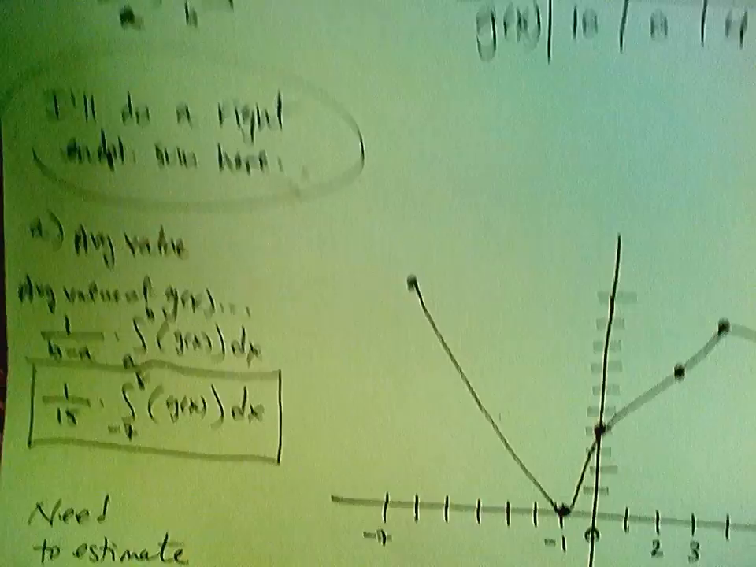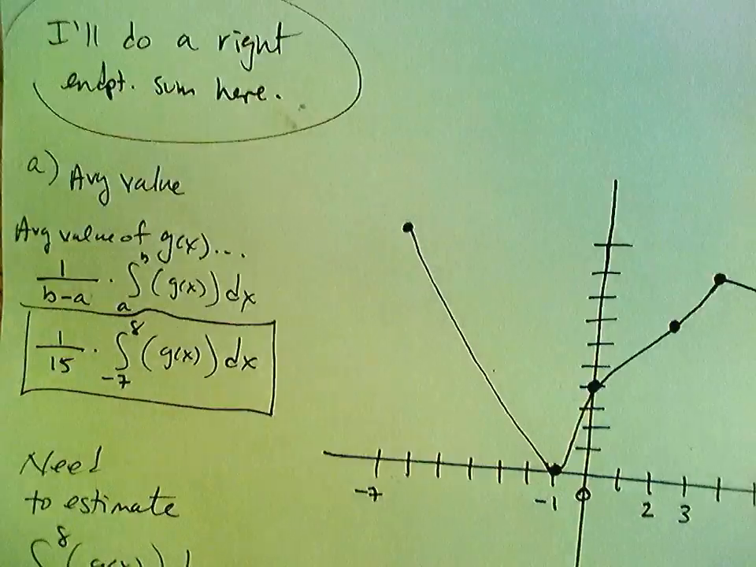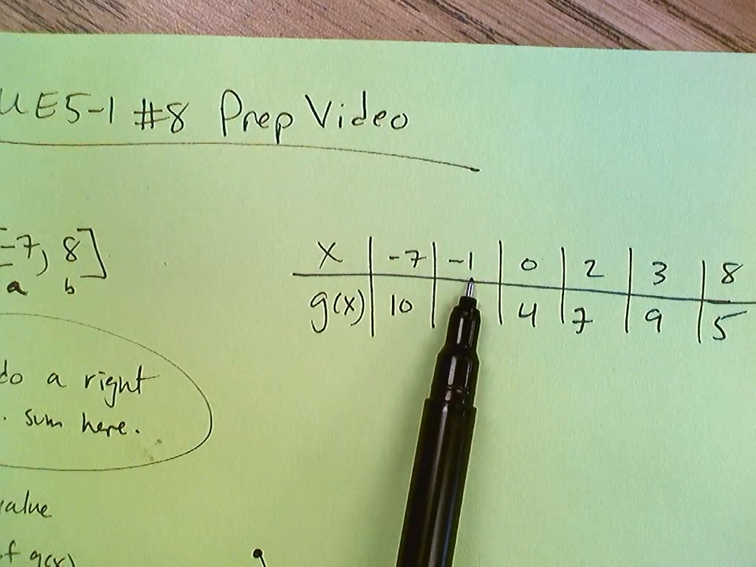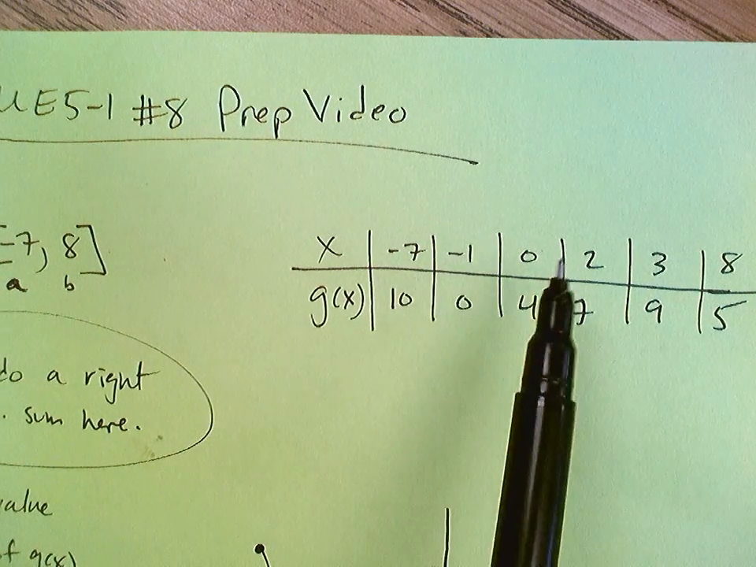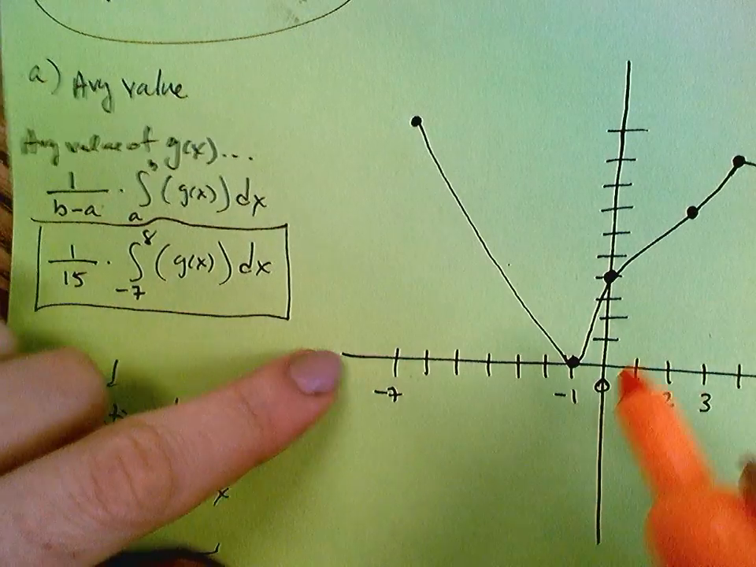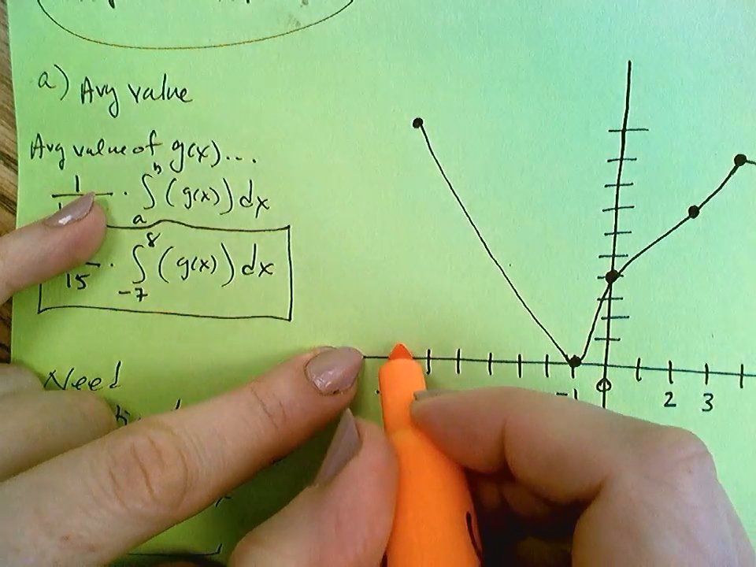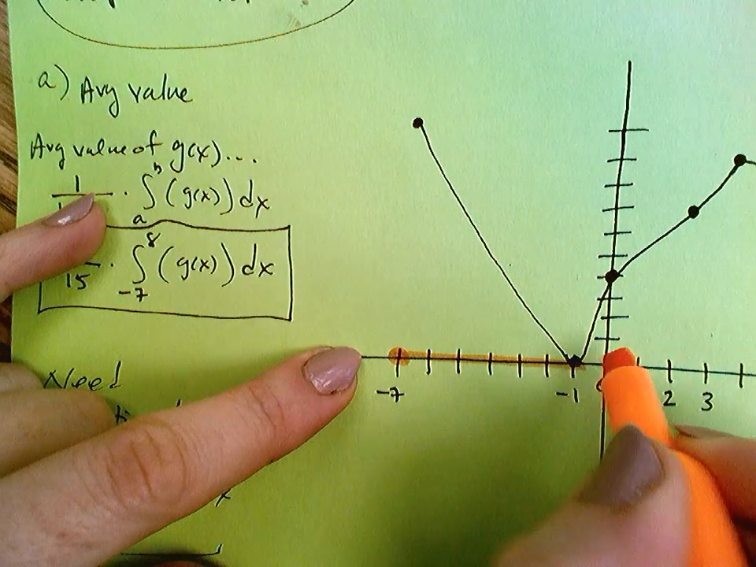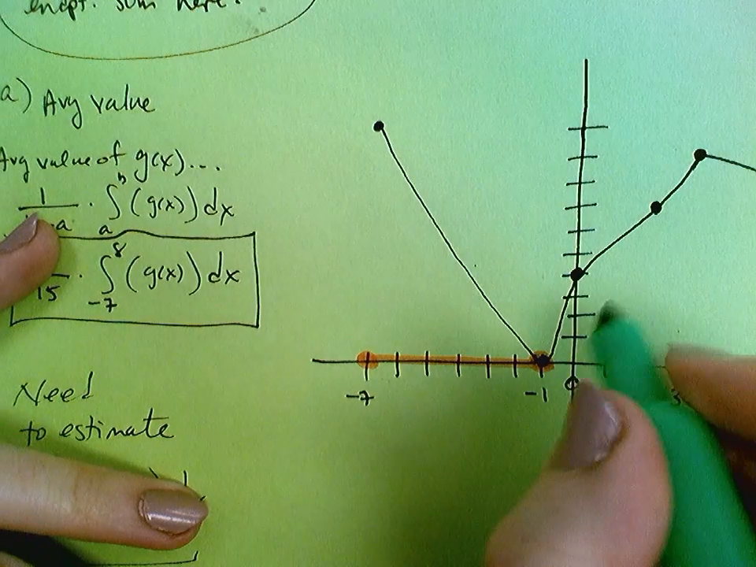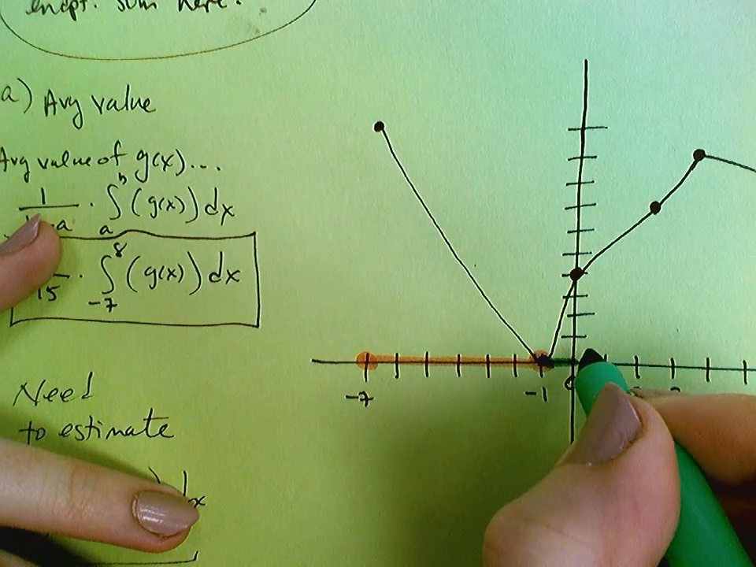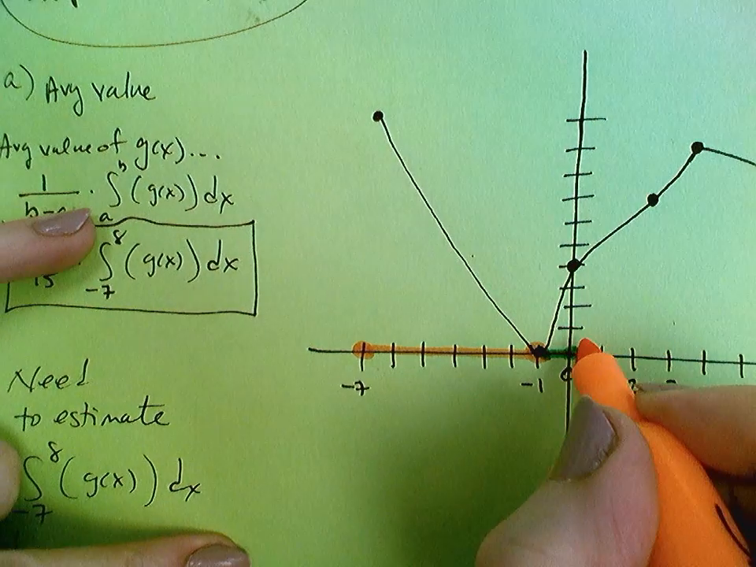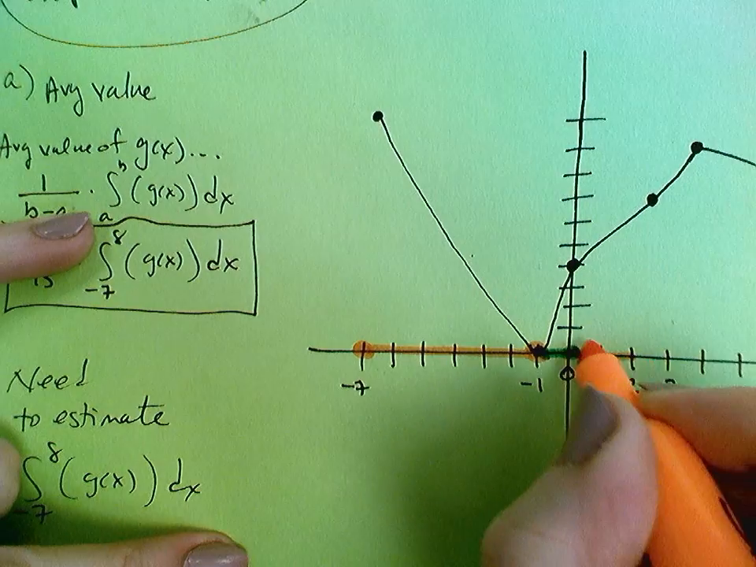They're not going to tell you how many subintervals, because you just use the subintervals that you have. -7 to -1, that's a subinterval. -1 to 0, 0 to 2, 2 to 3, 3 to 8. Those are the subintervals. My first subinterval is from -7 to -1. My next subinterval is -1 to 0. And my next subinterval is 0 to 2.